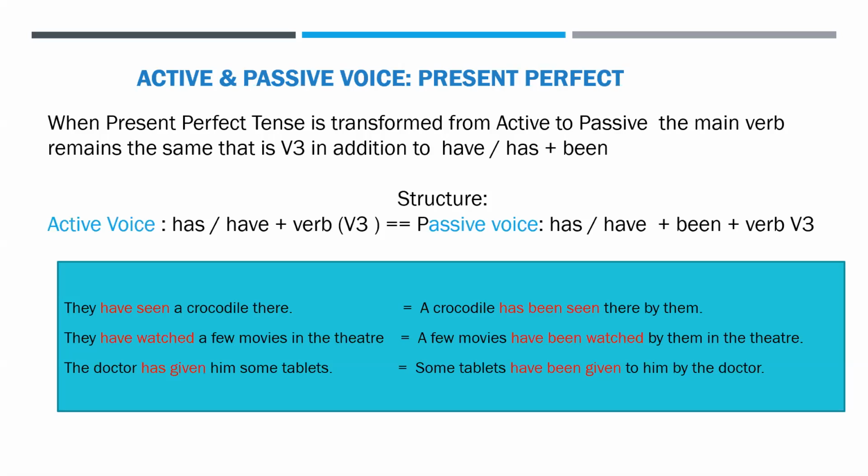So you can also start it with the indirect object he, or you can start it with the direct object some tablets. Some tablets have been given to him by the doctor. Or if you start it with he: he has been given some tablets by the doctor. Okay, so what are you doing? Same thing, either have or has, you're adding been and then V3. All right, is it clear?